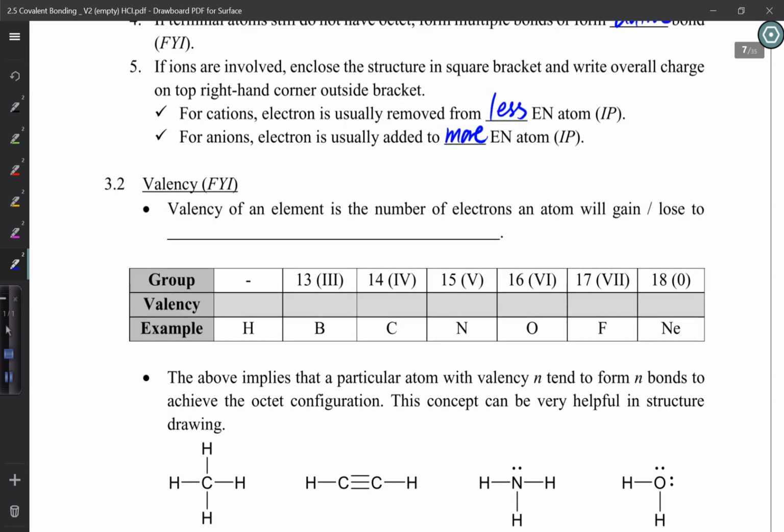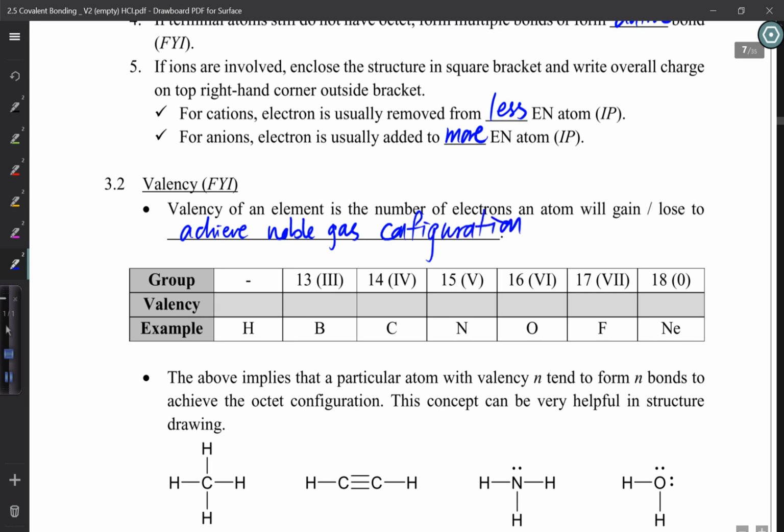So next, what is valency? Alright. So if you look at valency over here, the valency of an element is the number of electrons an atom will gain or lose to achieve the noble gas configuration. For example, for hydrogen, we will say that its valency is 1. You will gain 1 electron to achieve the noble gas configuration.